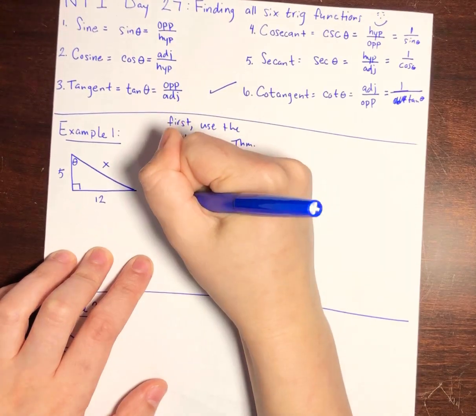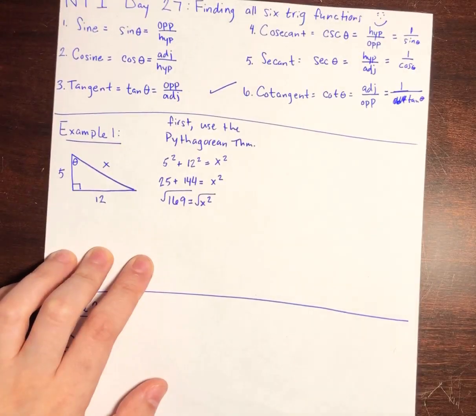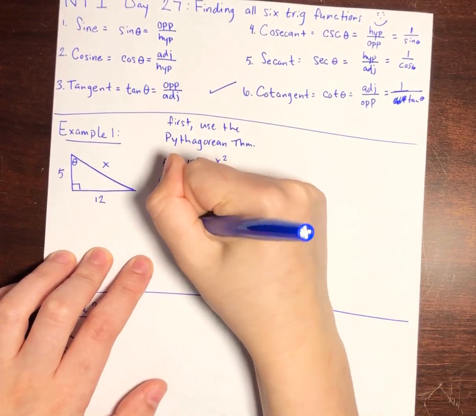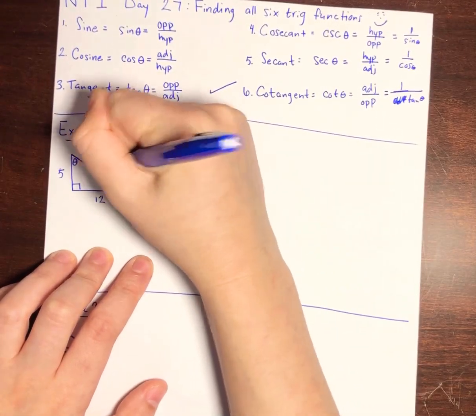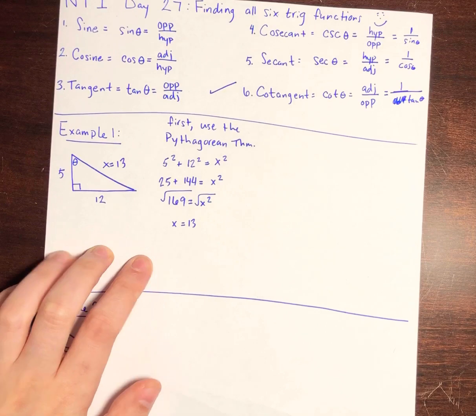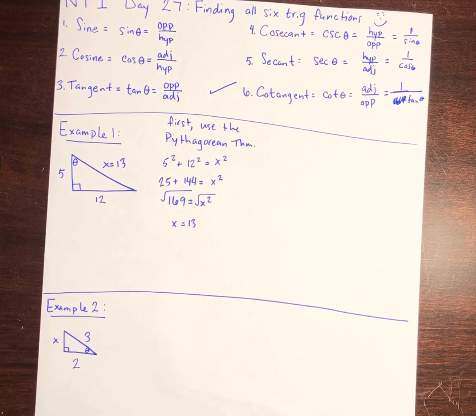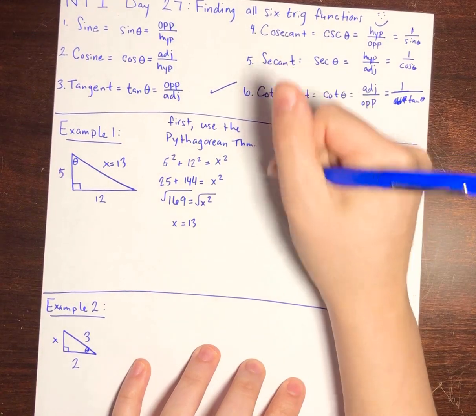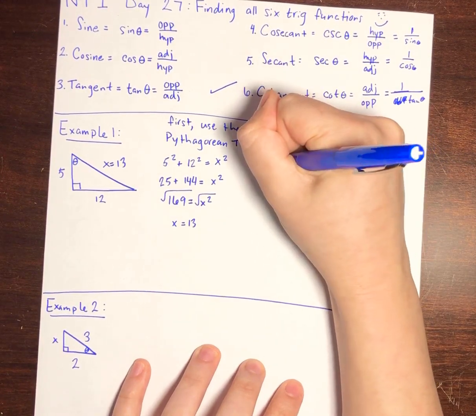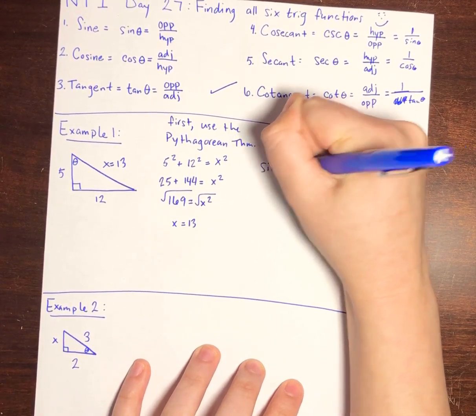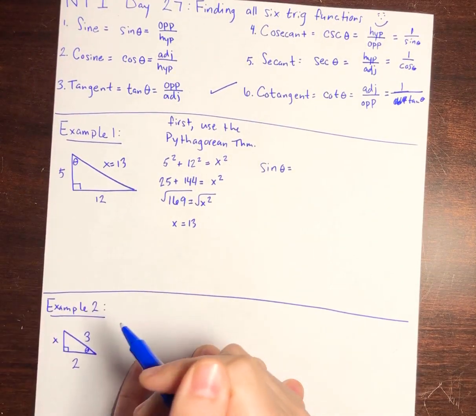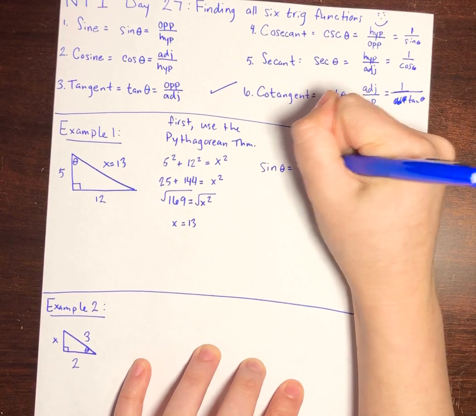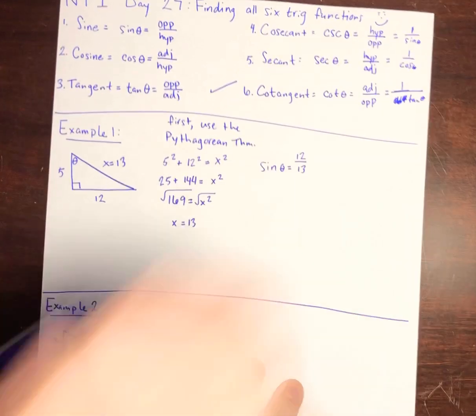And I'm going to take the square root of that. And I think that's a perfect square, which means that our hypotenuse x equals 13. So I'm going to write that down on my triangle. So now we've got all our values, which is great. We can move forward with finding all 6 functions. So we'll start with sine. Now here's my theta, top corner. Sine, opposite hypotenuse. Opposite's 12, my hypotenuse is 13.